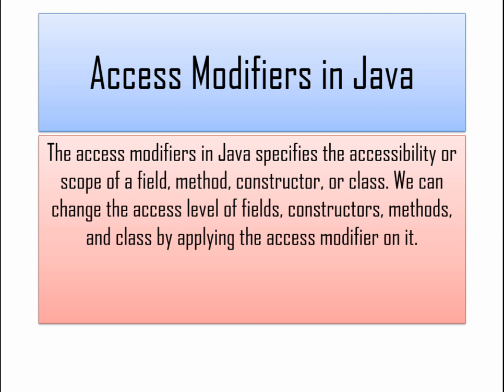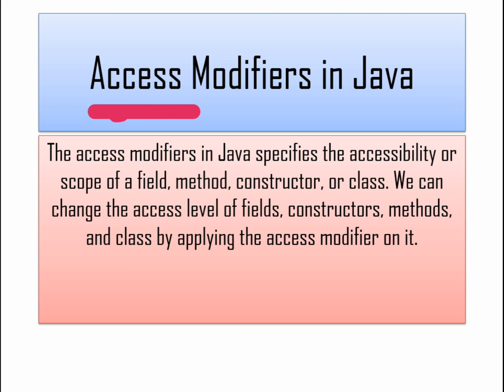Today we are going to discuss a very important topic, that is the access modifiers in Java. So what is the name suggesting? Access modifiers means some word that allows the accessibility of something. See, this is the word access, which means some accessibility is needed.